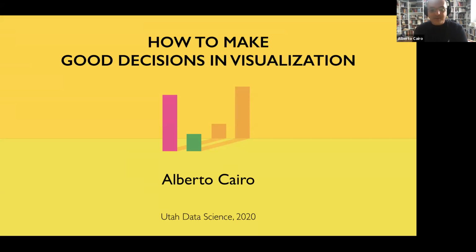And what I'm going to try to do in the next X number of minutes, let's see how long we can go, is to give you a very broad introduction to, as the title says, how to make good choices or good decisions in visualization, which is something that I want to write about at some point. Probably the next book that I will publish, hopefully around 2022, will be related to these issues about how to make decisions in visualization.